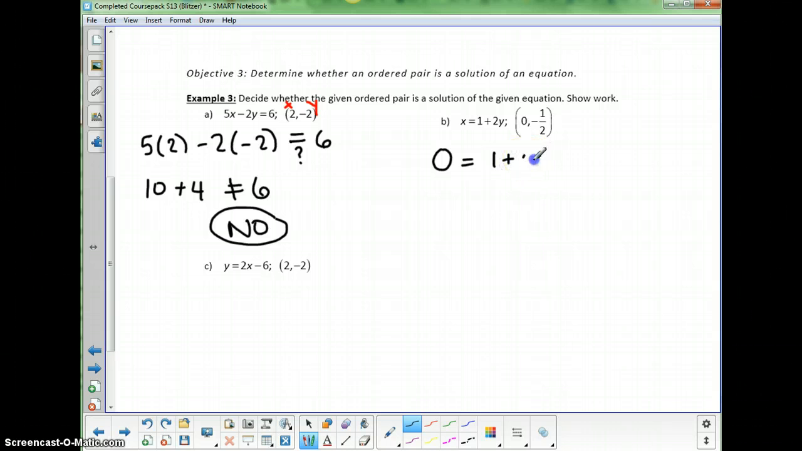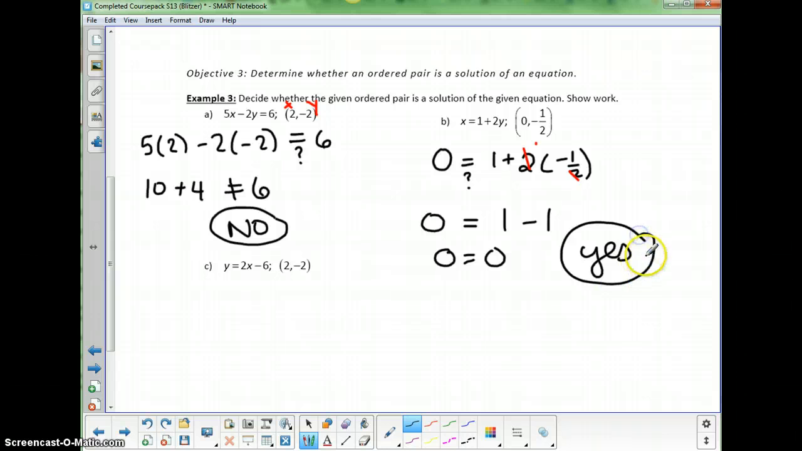1 plus 2 times -1/2. Is this true? Okay, so 0, is that equal to 1 plus 2 times -1/2, which will be a positive and a negative. And I know when I'm multiplying these two fractions, 2 goes into 2 once, so I've got 1 times 1, or 1 there. 0 equal to 1 minus 1, that's true, right? 0 equals 0, that's true. So this one is yes, it is a solution. So (0, -1/2) is a solution to this equation in 2 variables.